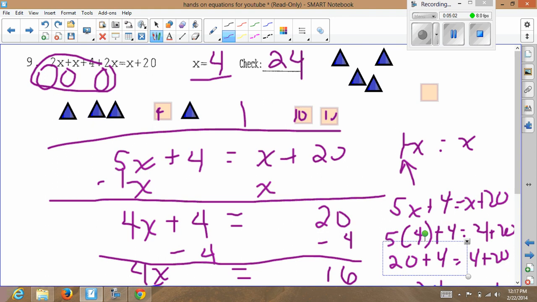If ever you substitute a value in for x and your numbers don't match when you do your check, that means the value that you got was not right.